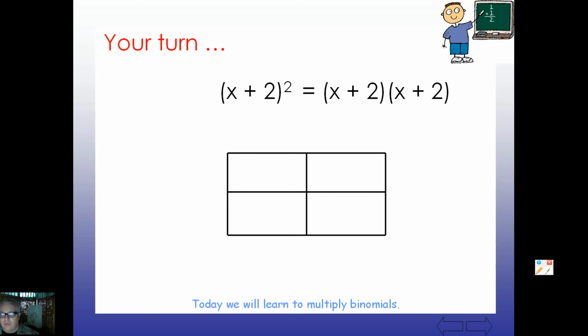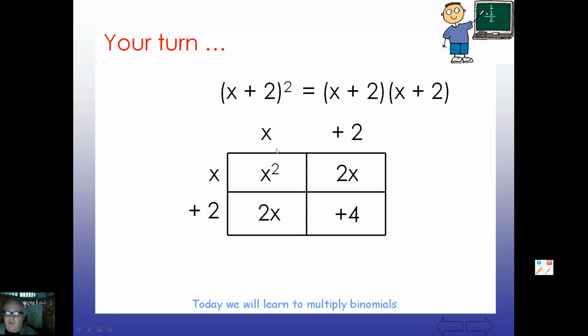All right then. So let's see how you did. I'm going to go ahead and put x plus 2 here and x plus 2 here. I'm going to multiply, get x squared. I'm going to multiply here and get 2x. Down at the bottom, I'm also going to get 2x. And then finally, what is 2 times 2? Well, 2 times 2, of course, is 4.